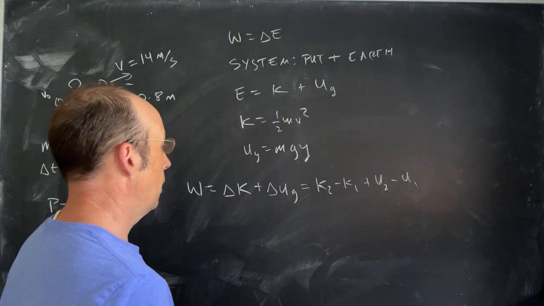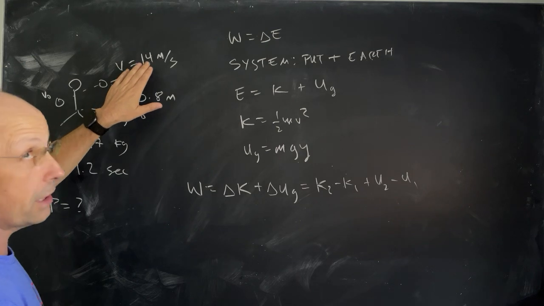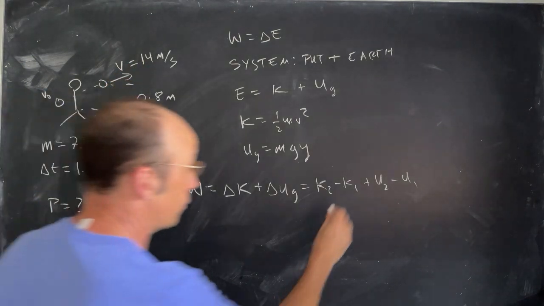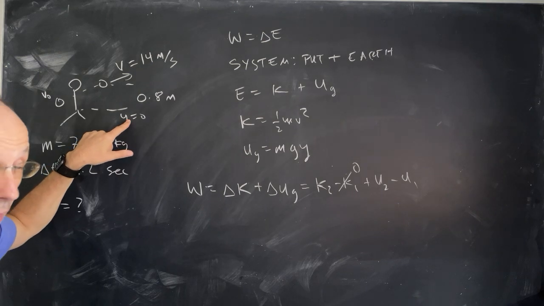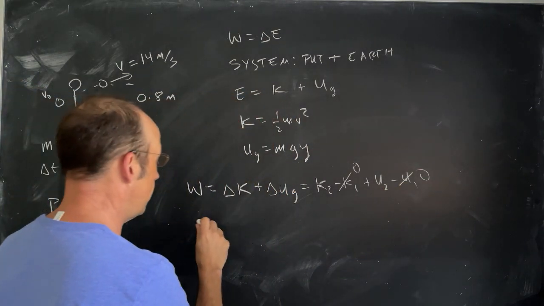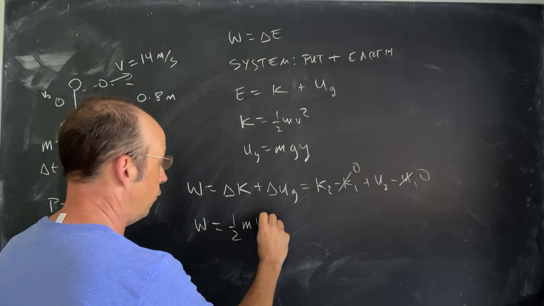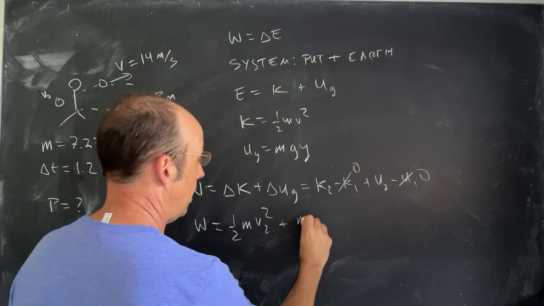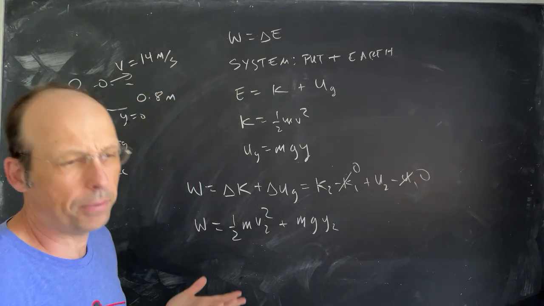Okay, so some of this stuff is 0. The final kinetic energy is not, but the initial kinetic energy is, because it starts at rest. Also, the initial potential energy is at y equals 0, so the initial potential is also 0. So the work done is going to be K2, 1/2 m v2 squared, plus mgy2. Let's go ahead and put in values.